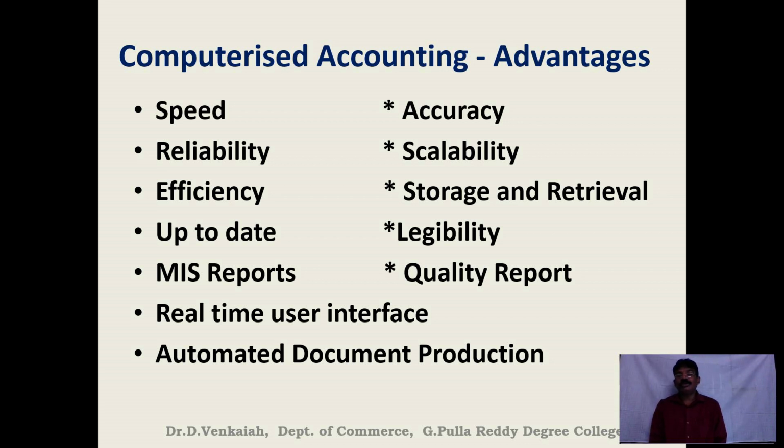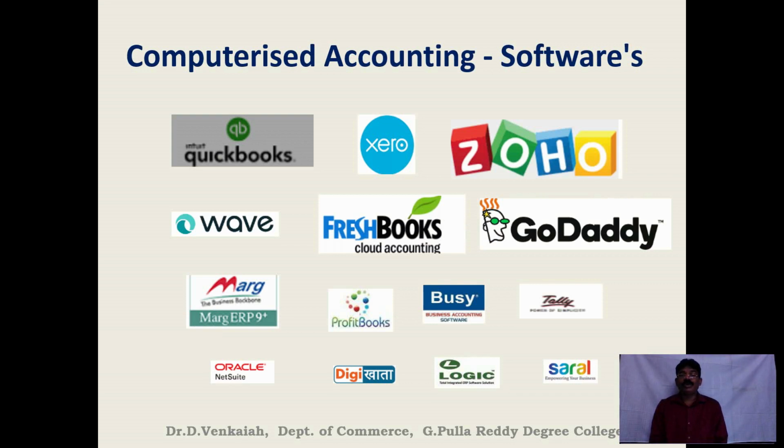So this software can be our Tally or computerized accounting. Many computerized accounting softwares are there, and these can be used by the users when they are logging into that one. Automated document production, and these are one of the advantages of computerized accounting. Just we can see then the few softwares which are used in the world. QuickBooks, Xero software is used by the Australia and Australian accounting. Many people are using this Xero, even though it is spelled X-E-R-O, it is called as Zero.